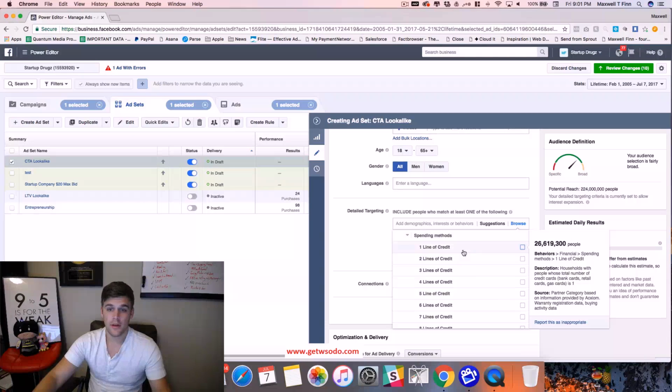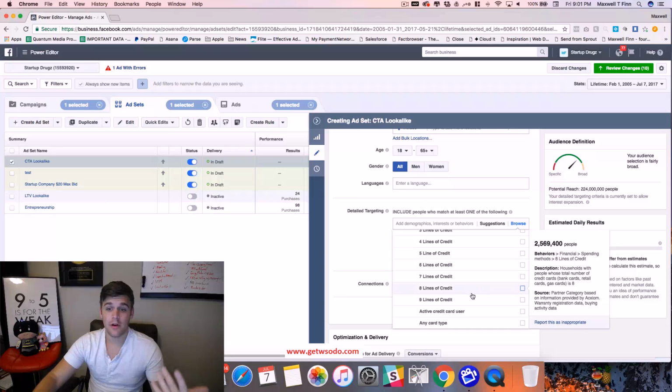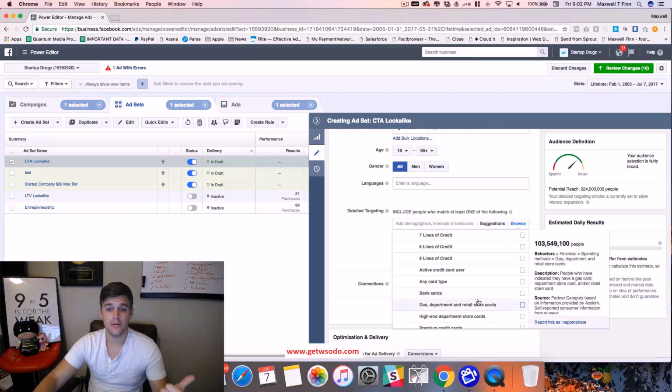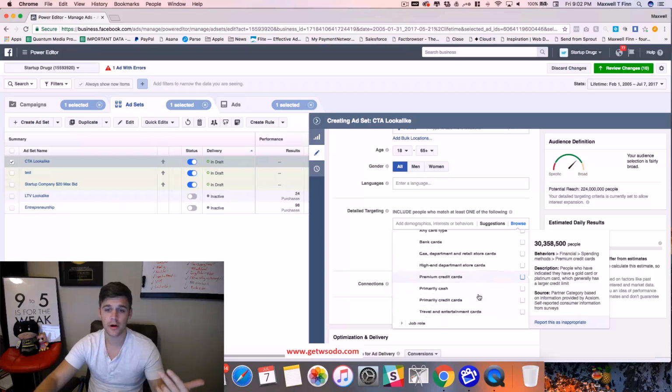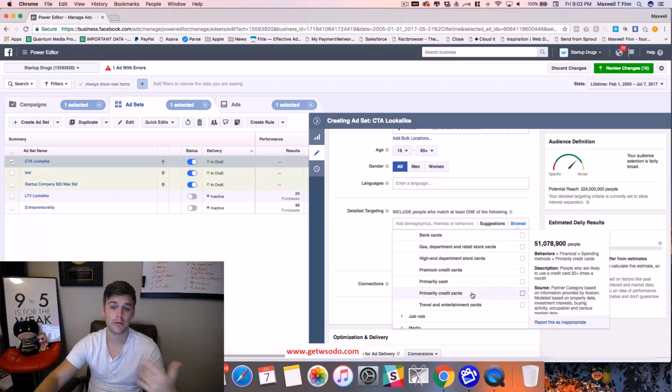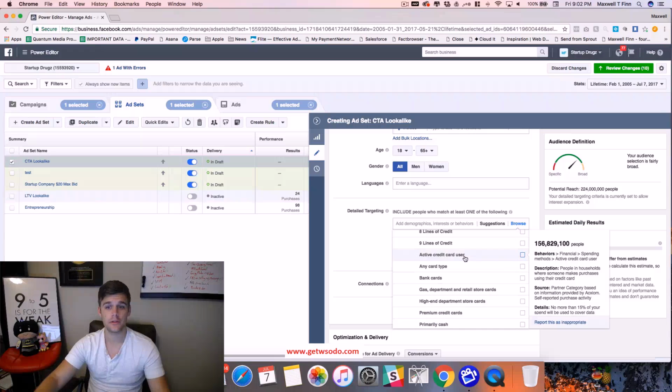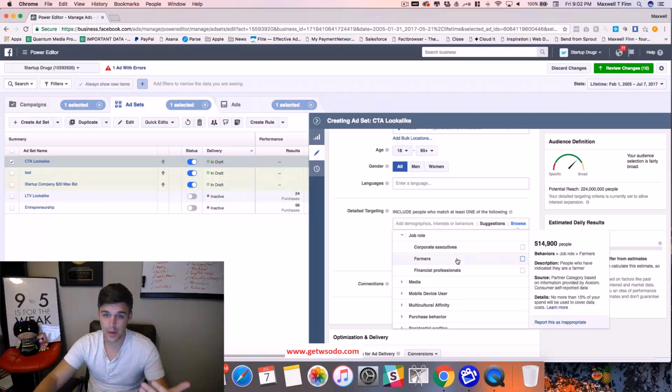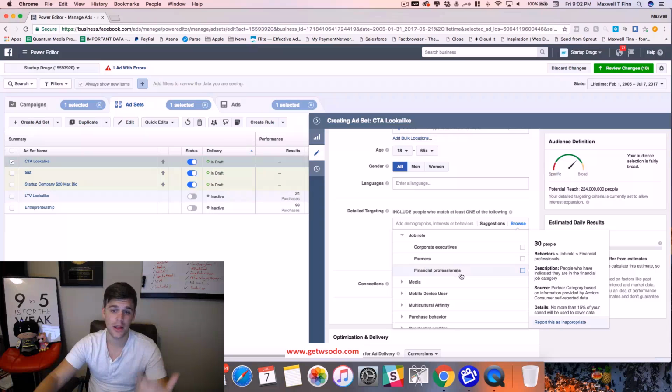Spending methods. How many lines of credit does the person have? Are they an active credit card user? Do they use gas and department retail store cards, high-end department store credit cards, premium credit cards? Are they primarily cash buyers, primarily credit card buyers? Do they use travel and entertainment cards? This is great for retailers. Job roles, are they executives, farmers, financial professionals?